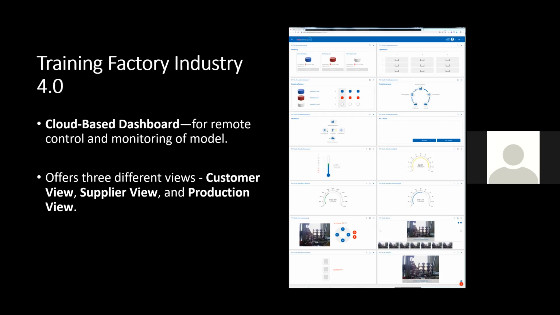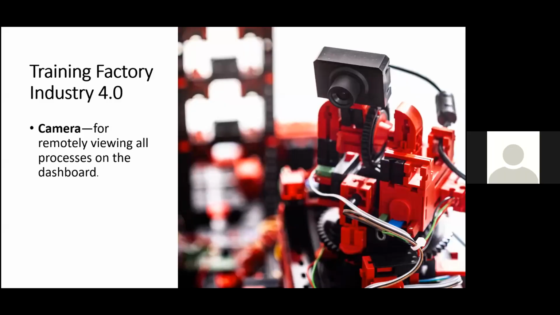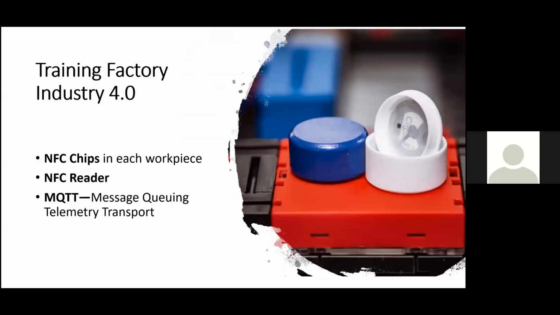Now, as you just saw, the model incorporates many features not found in the models that we've previously looked at, besides just most notably the use of the cloud-based dashboard for monitoring and controlling the model. Some other examples would be the camera for visually monitoring the factory functions from the cloud-based dashboard, as well as the environmental sensor, which collects data on variables such as temperature, air quality, humidity, and air pressure. The use of NFC chips in each individual workpiece, each of which has a unique identification number, enables the positions of each piece in the work cycle to be mapped.